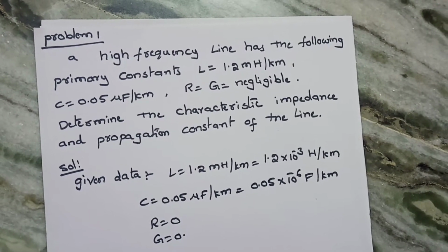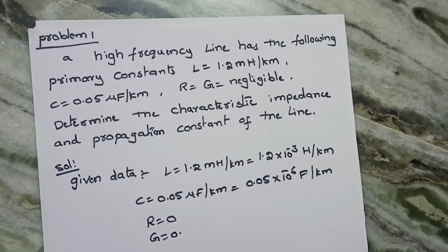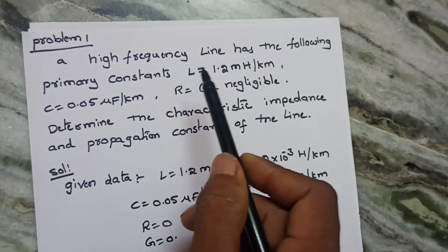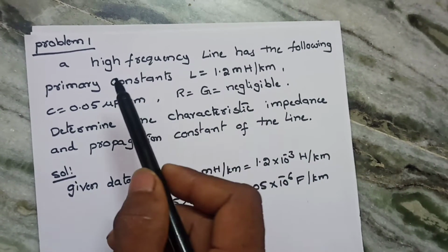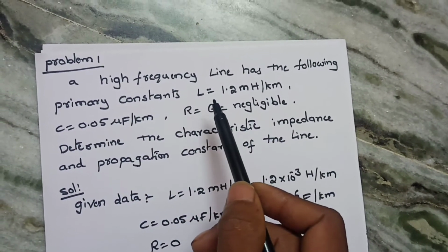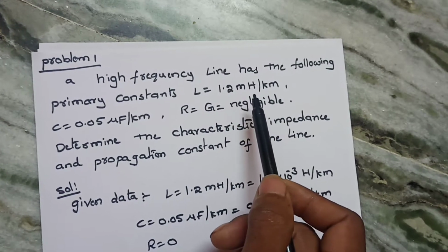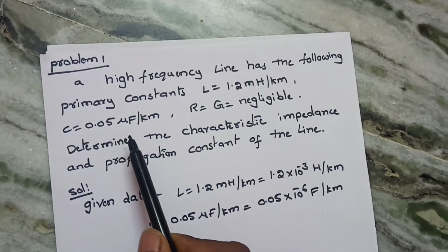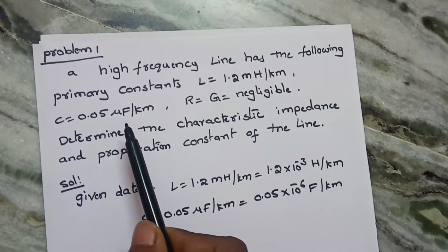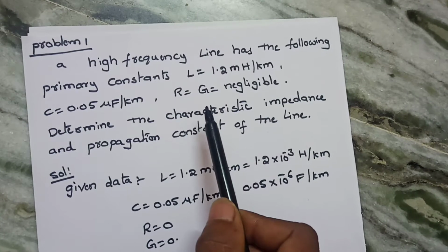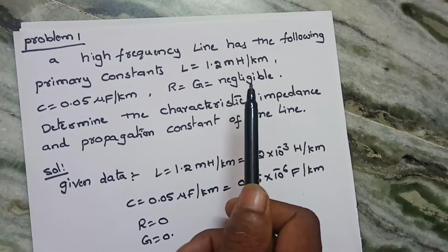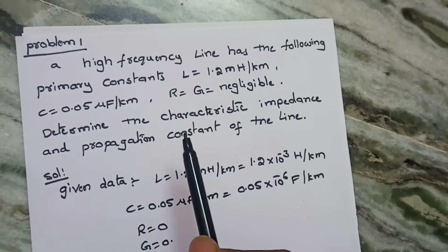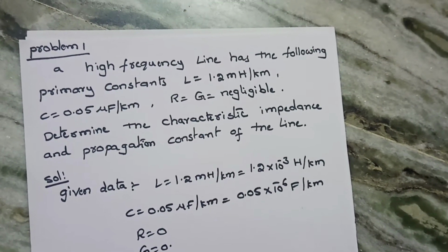Now I want to discuss the problem of transmission lines. Problem 1: a high frequency line has the following primary constants. L is equal to 1.2 millihenry per kilometer and C is equal to 0.05 microfarad per kilometer and R is equal to G is equal to negligible. Determine the characteristic impedance and propagation constant of the transmission line.